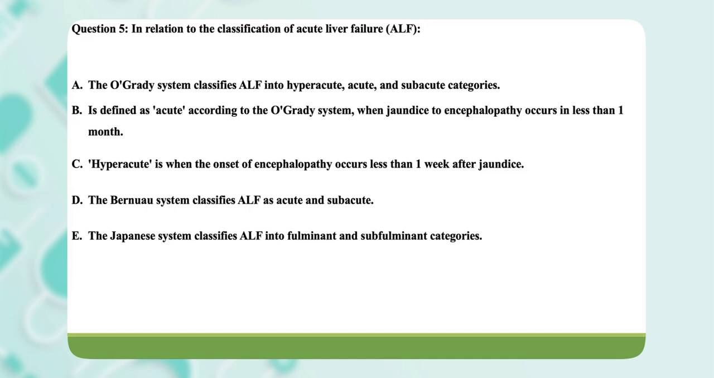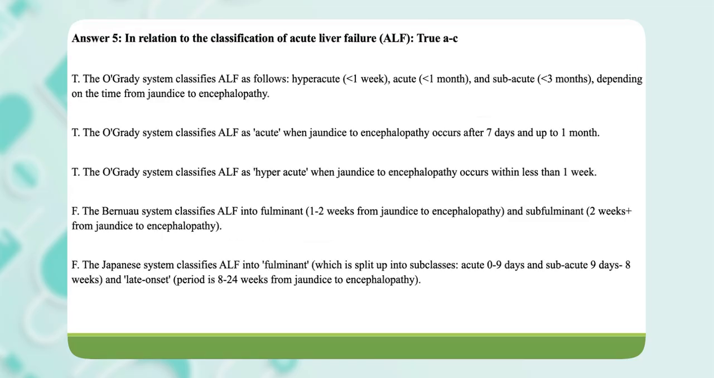So you have to know the categories of all the classification systems. The O'Grady system classifies ALF as hyperacute, acute, and subacute: less than 1 week, less than 1 month, less than 3 months, depending upon the time from jaundice to encephalopathy. In the O'Grady system, acute ALF is 7 days to 1 month, and hyperacute is less than 1 week.